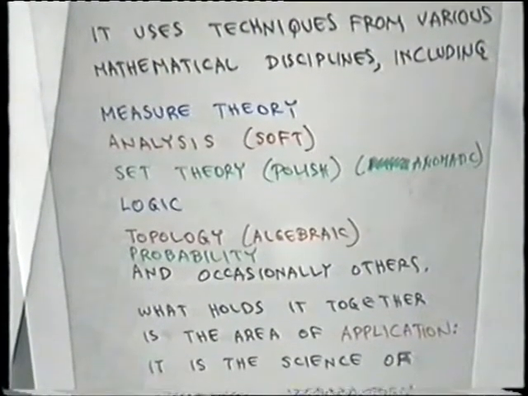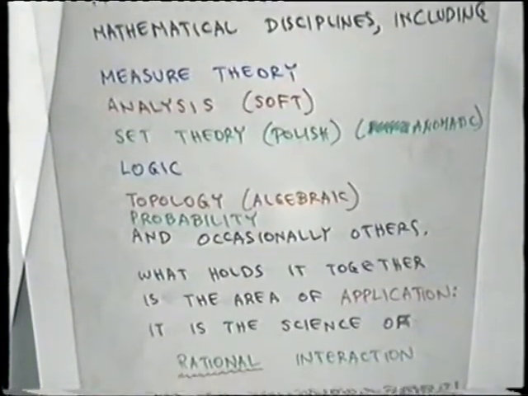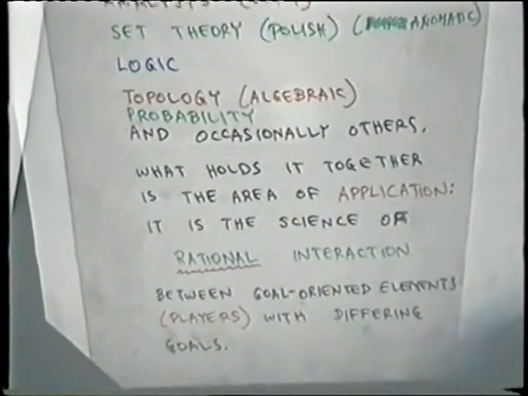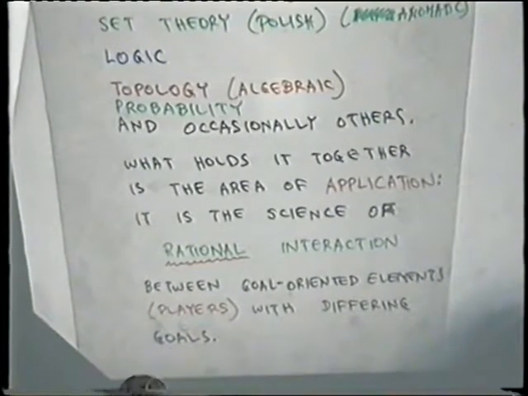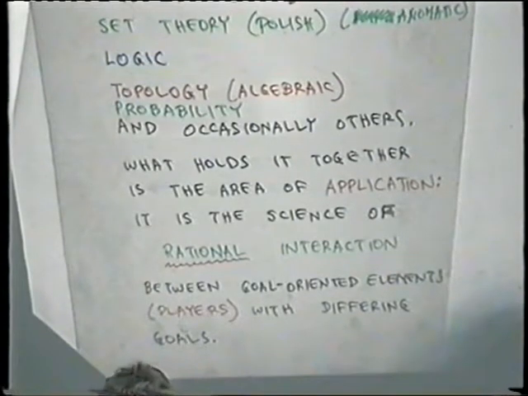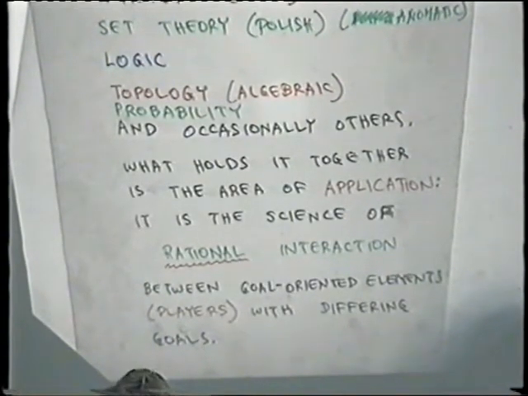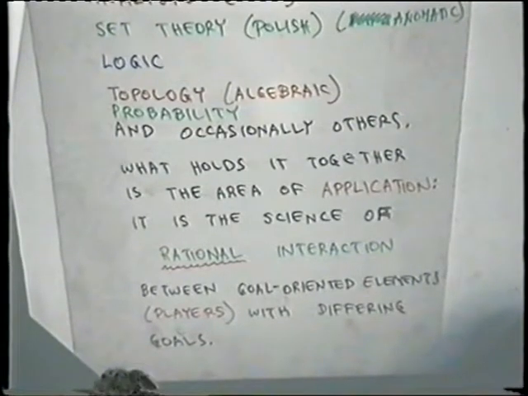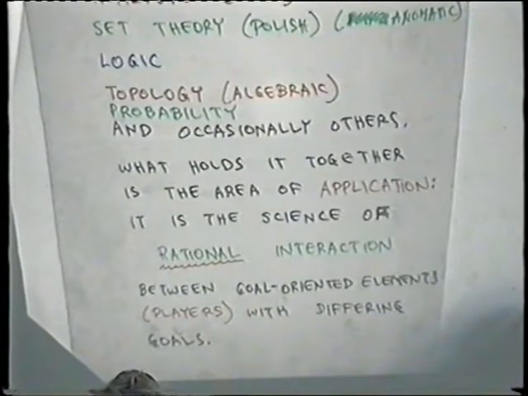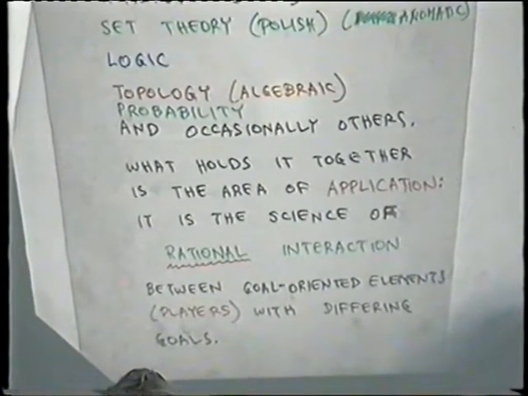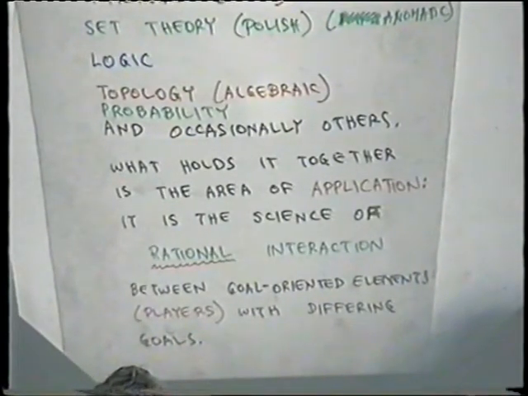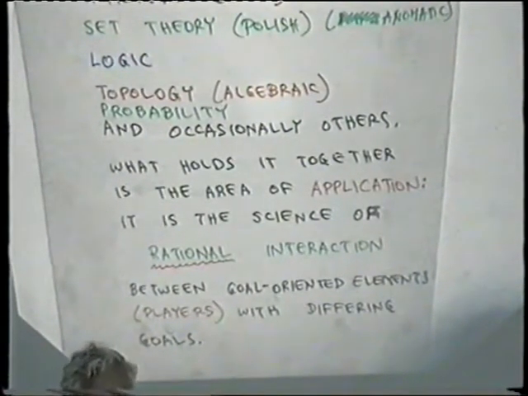So we have tools from various mathematical disciplines, including measure theory, soft analysis, Banach spaces and that stuff. We have Polish set theory, analytic sets, and Borel sets, and that kind of stuff. We also have axiomatic set theory. We'll see maybe in the course of the talk some of that. We have, lately especially, strong use of mathematical logic. We have algebraic topology. We have probability, and we have various others.